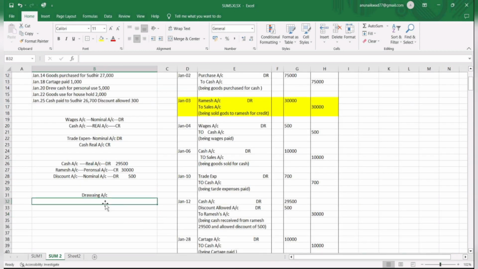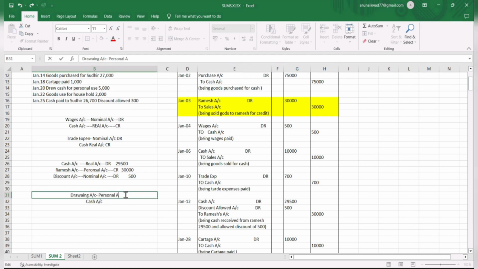Drawings are our personal account, and he is drawing cash. Cash account will come into consideration. Since drawing is a personal account, it will be debited, because it is an account of Mudit, Mudit's drawing account. Cash is a real account and it is going out of the business, so it will be credited.